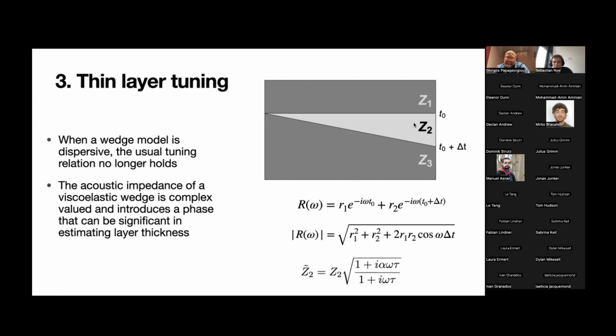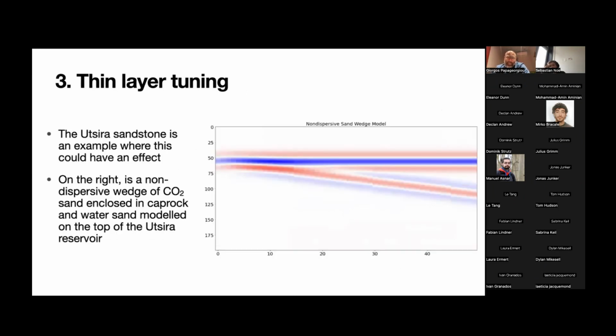And let's assume that the middle layer has an acoustic impedance that is viscoelastic according to the standard linear solid model. And let's take the amplitude spectrum. If we were to have an elastic interface, we would have an amplitude spectrum that is straightforward. It would have a minimum when this omega delta t is of a certain type. But when we do this with a viscoelastic acoustic impedance in the middle layer, then we have a phase. So this omega delta t is no longer an integer multiple of 2 pi, and you get a maximum, but it now has a phase. And that is significant in estimating layer thickness. And I will show you how.